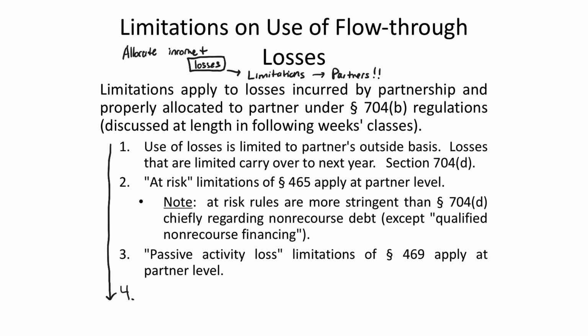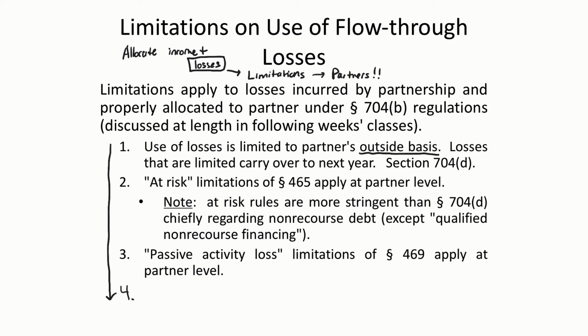The 4th level is a new rule, and I'll talk about that at the end. But the first rule is, let's say you have a $1 million loss allocated to you from your partnership. The first rule is you can take the $1 million loss on your return, like you're an individual, let's say, on your 1040, if you have enough outside basis at the end of the year. Let's say you have a $1.5 million basis. You do. So you continue on to the next one.